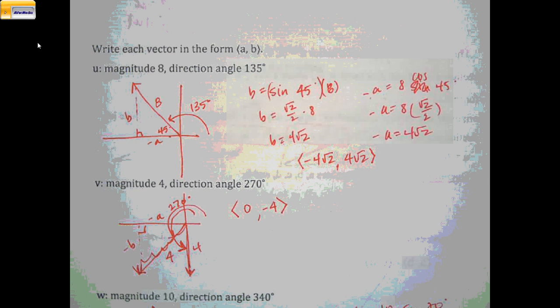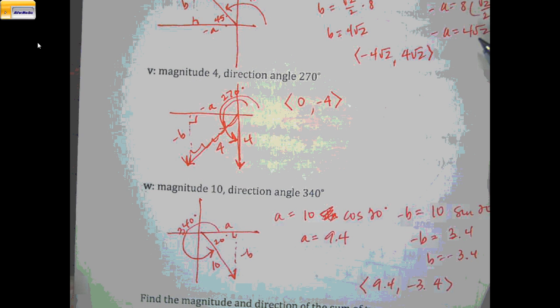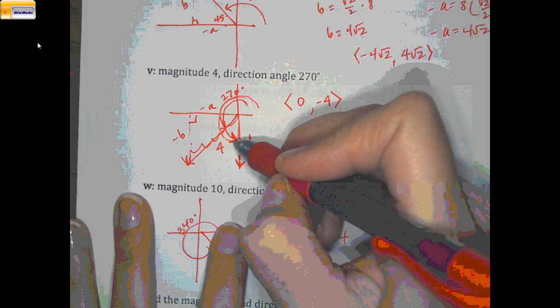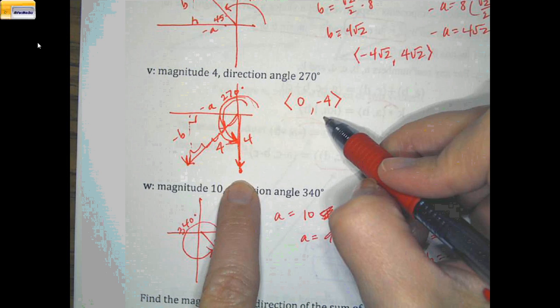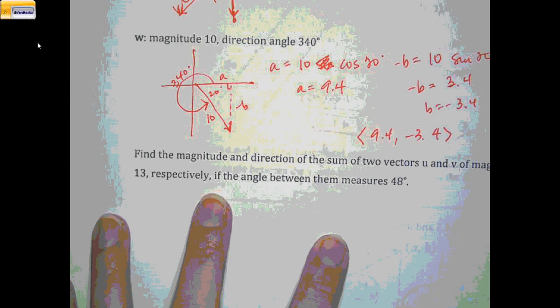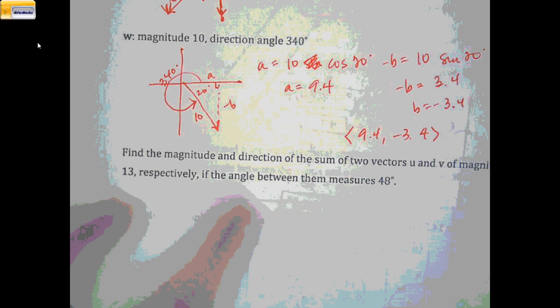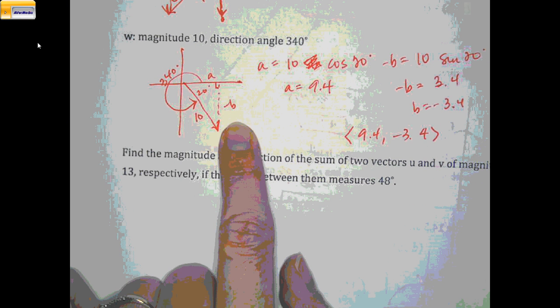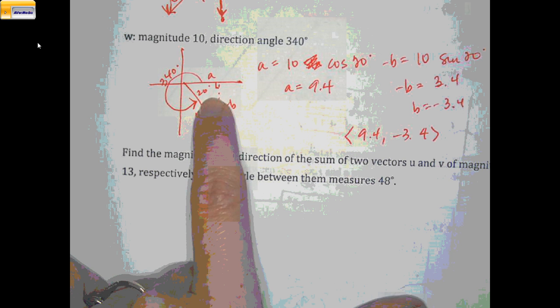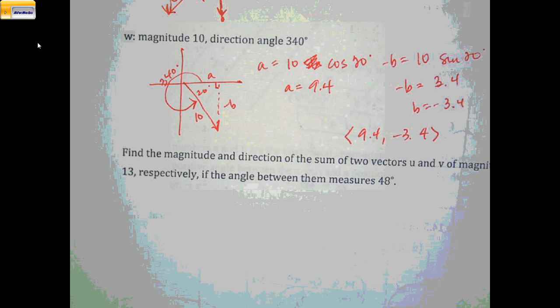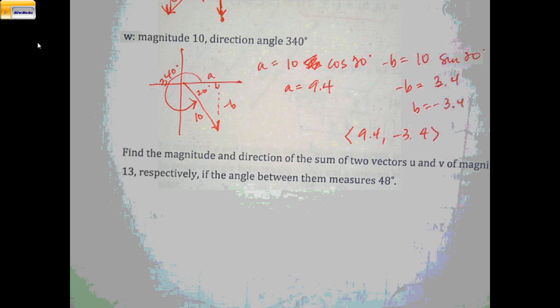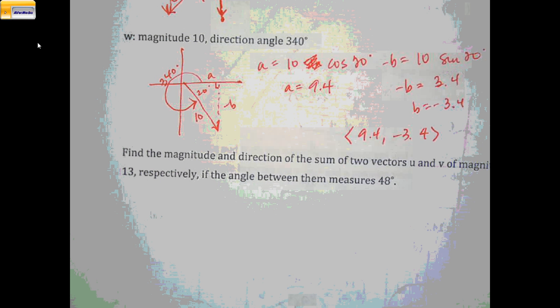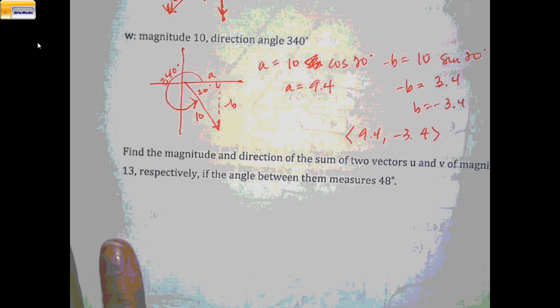V was a little trickier. Started drawing the picture and then realized that was goofy. 270 is 3/4 of the way around. It's right here. So we're thinking about our little terminal point down here: 0, negative 4, because the magnitude is 4. And for W, it's all the way around here in the 4th quadrant, which means B is negative. We don't know anything about the sine and cosine of 20 degrees without a calculator, so you had to work it out with a calculator, and you get 9.4, negative 3.4. Questions on any of those three? Is everybody okay? All right, I'm going to keep going.